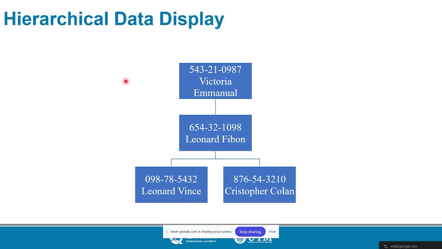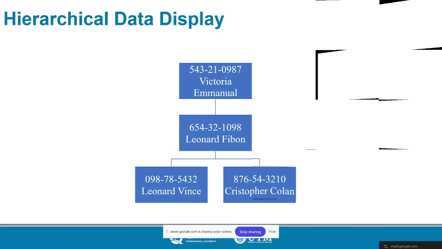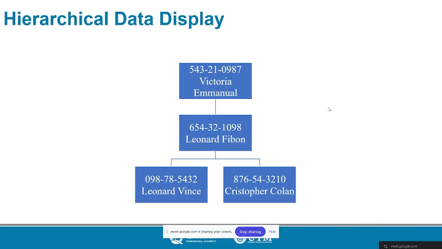Now, the hierarchical data display, we displayed it here, however we will also display it here. So you see Victoria Emmanuel has Leonardo Fibin, and Leonardo Fibin has these two, Leonardo Vince and Christopher Colon. Now, where is Victoria Emmanuel? She is a professor. Okay, now let's see Leonardo Fibin.